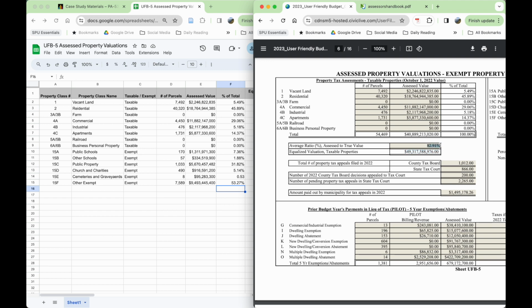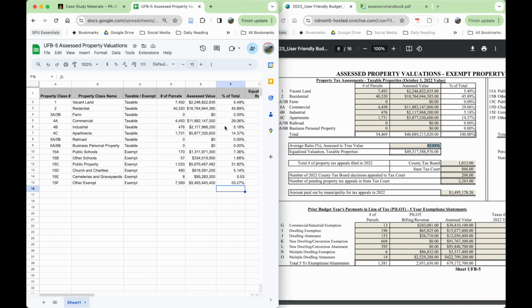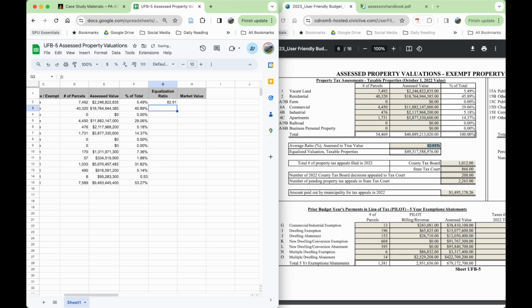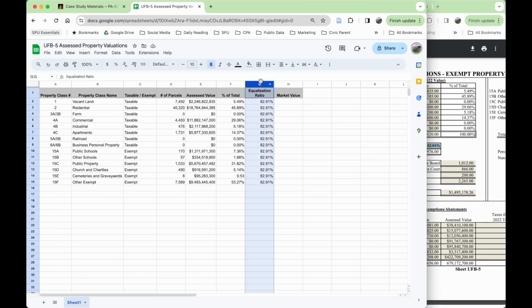This is one of the most important numbers that can come out of our public data each year as it relates to tax fairness in the community. And I want to put 82.91%. Put a percentage in there. And I'm going to drag this value down and make it the same. Okay, so we're going to use this equalization ratio, and I want to take you through some basic numerator-denominator math to explain the concept of what we're going to go through.